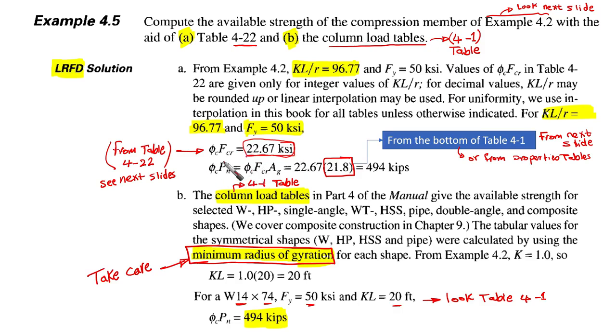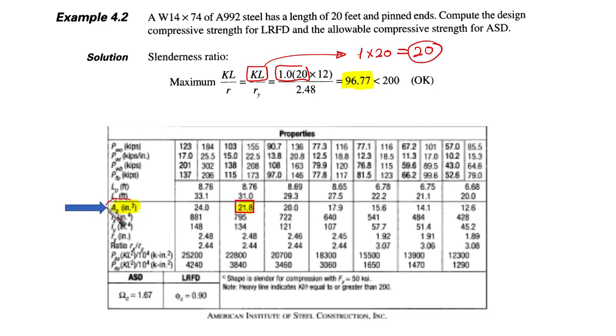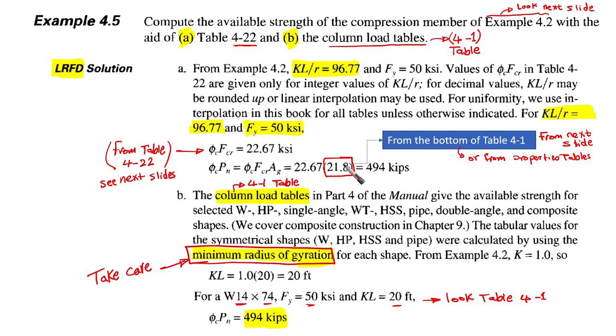Now this is the design strength that we are going to use in order to get the design strength, which is phi C times Pn. This is phi C times FCR, which we have already obtained from the table, times the area gross. As I said, area gross can be obtained from the dimension and properties table, or you're going to find it from the 4-1 table. You can find it here, which is 21.8. This is from the bottom of table 4-1, or from the dimension and properties table. Both of them are okay.